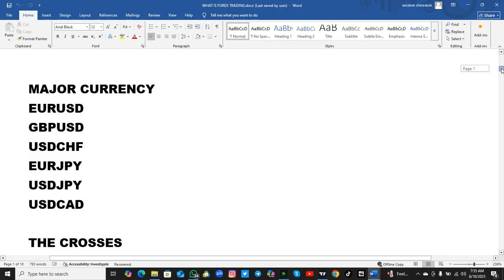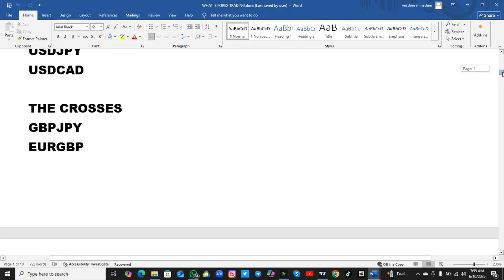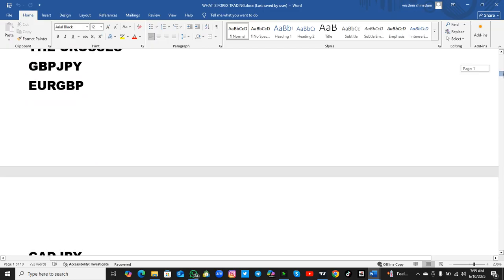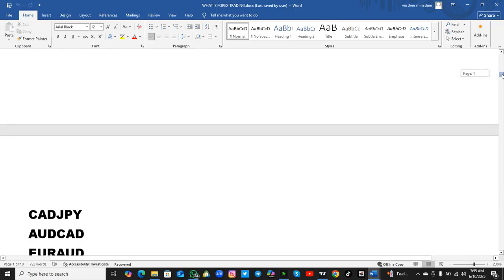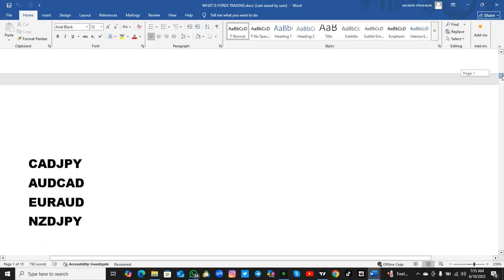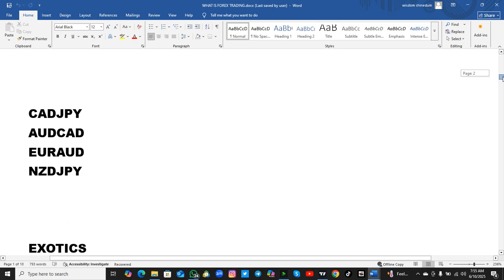So now let's move into the crosses. Now you can see the crosses. Let's just put it from here. There are more of the crosses now. So when you see the crosses, you will know which one to trade. The majors, I will advise beginners to trade the majors. Only trade the majors as a beginner. Don't move beyond the majors. So now I believe we are done with that. So now see the finishing of the crosses.